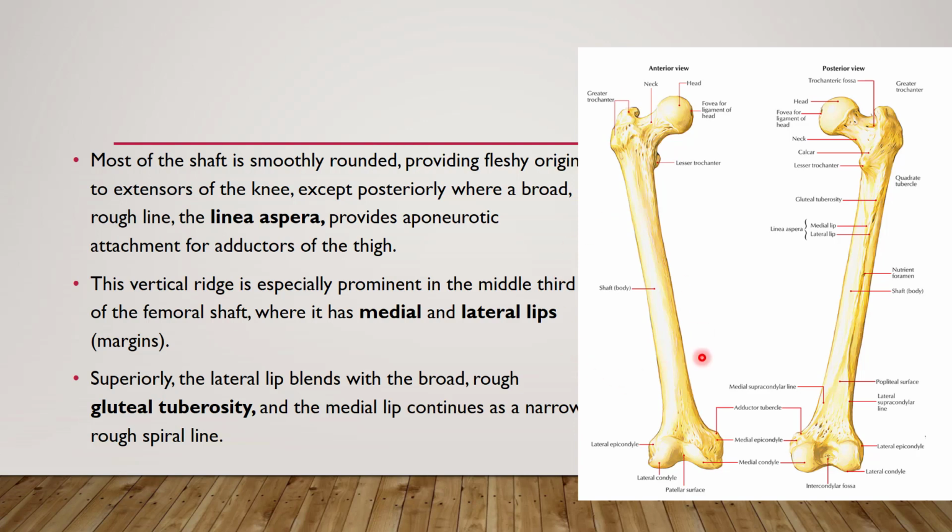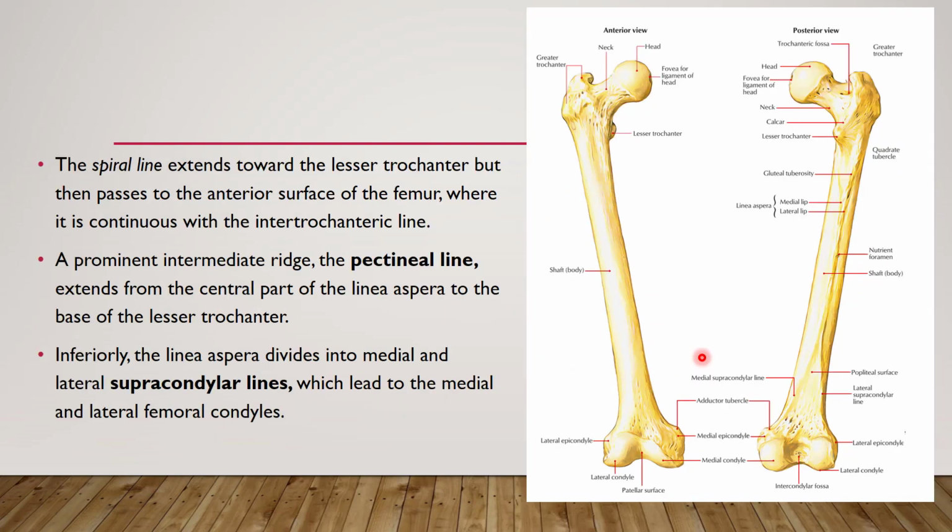I will revise each and every feature again. The spiral line which is present on the posterior surface extends toward the lesser trochanter. See here, it extends toward the lesser trochanter, but then passes to the anterior surface of the femur where it is continuous with the intertrochanteric line. The prominent intermediate ridge, the pectineal line, extends from the central part of the linea aspera to the base of the lesser trochanter. In some books, the spiral line and the pectineal line are written separately, but in some books they are written as the same line because the location is the same.